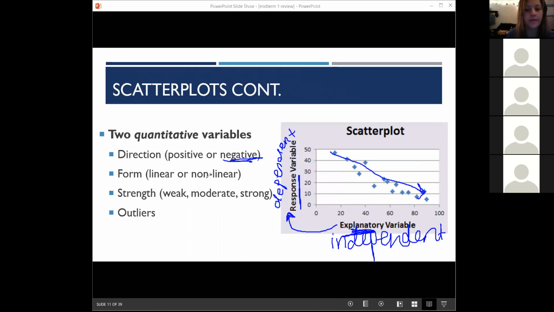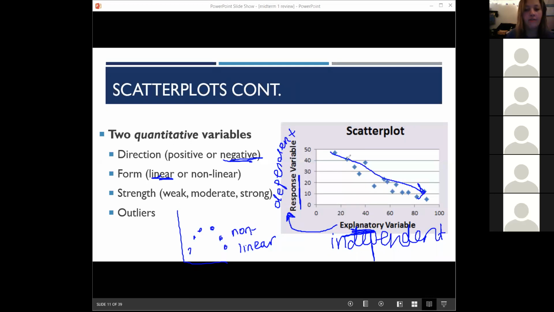Our form is going to be: does it look like a line or does it not look like a line? It's pretty self-explanatory. If you had something that looked like a parabola type thing, that's going to be nonlinear. In this case, I would consider it linear because this does look somewhat like a line. And then our strength is going to be weak, moderate, or strong. You can also combine these, like moderately strong, that kind of thing. But those are our 3 main categories.